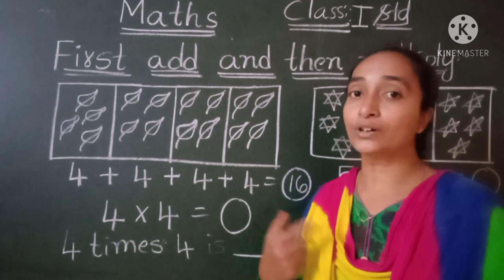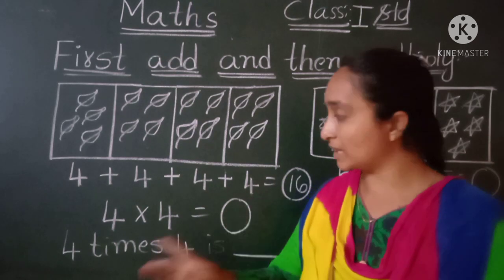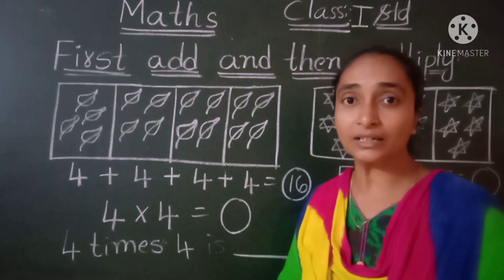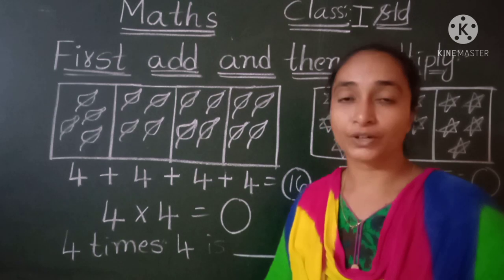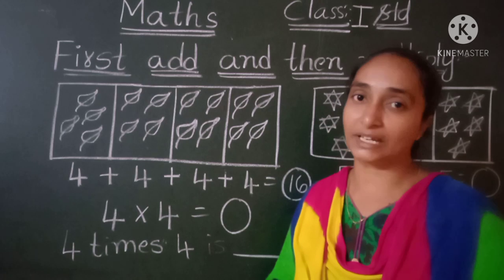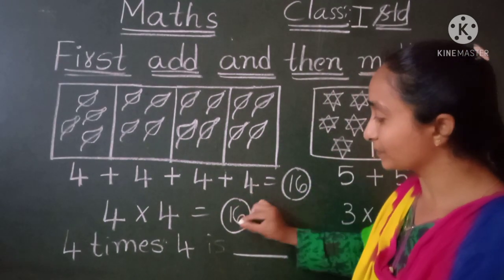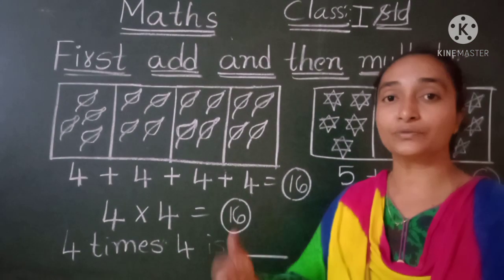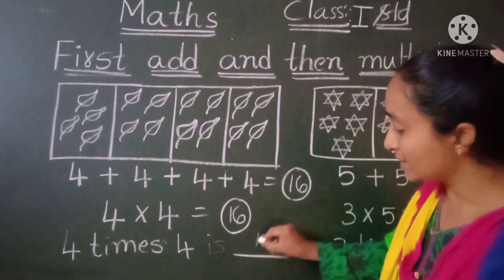Now multiplication, first we have to write the groups. How many groups are there? 4 groups are there. In each group how many are there? Again 4 are there. So 4 into 4. So 4 4s are 16. So multiplication also gets the same answer. 4 4s are 16. Here we have written 4 for 4 times. So 4 times 4 is 16.